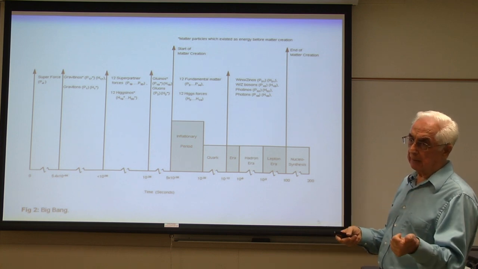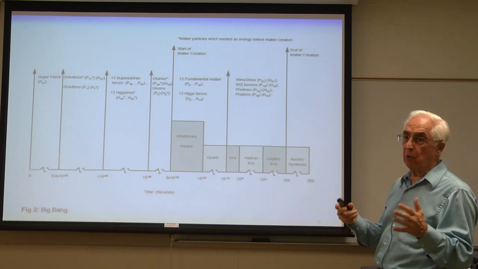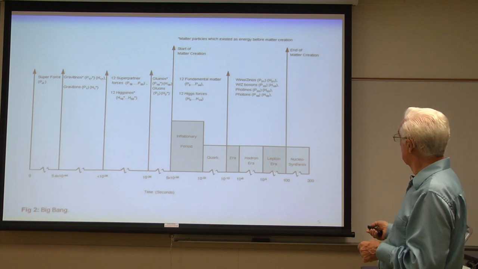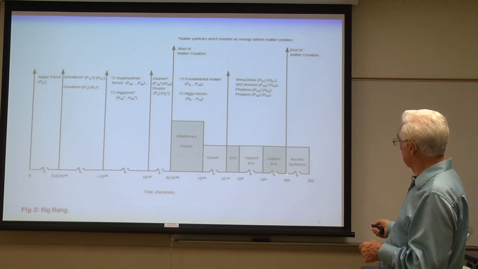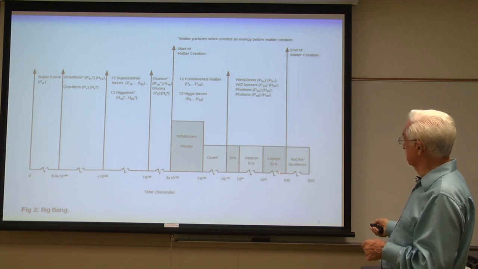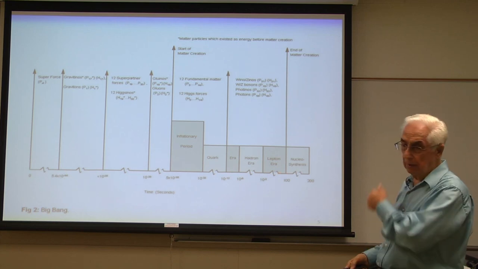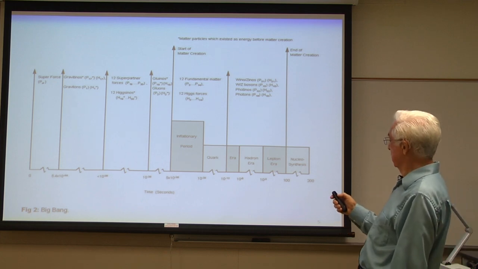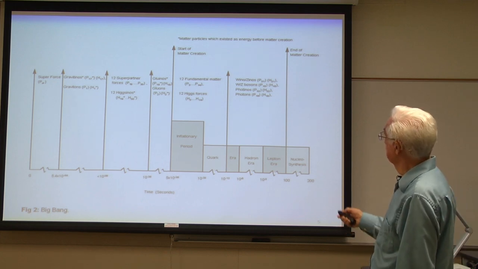4.6% was in baryonic matter, 22.8% was in dark matter, and 72.6% was in dark energy. And furthermore, those percentages did not vary from 100 seconds after the Big Bang to the present time, which is 13.7 billion years after the Big Bang.